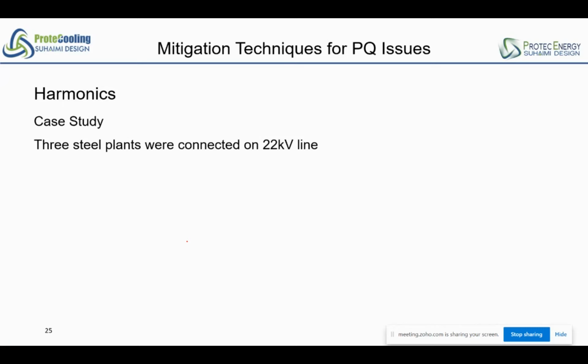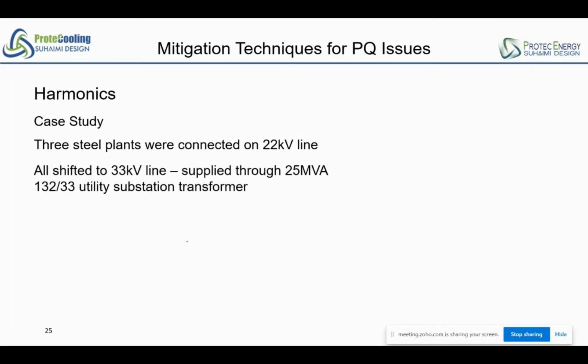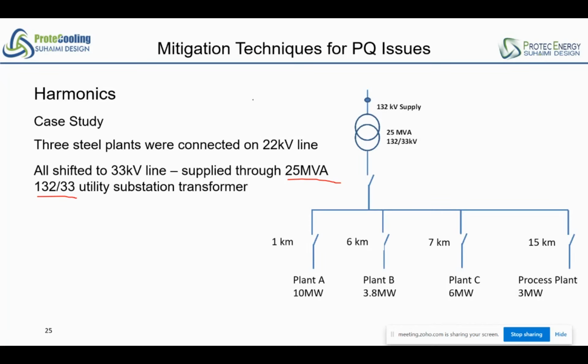There were three steel plants connected on a 22 kV line. Then they decided to have better voltage stability with a higher voltage level, and they shifted to a 33 kV line, which was supplied through a 25 MVA 132 by 33 kV utility substation transformer. So this is a simplified SLD.